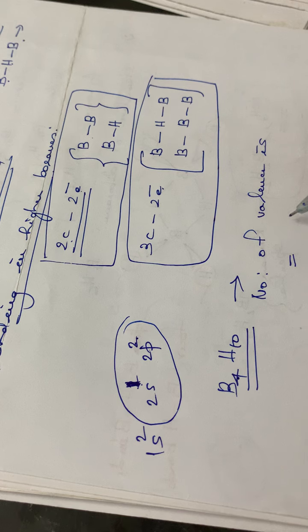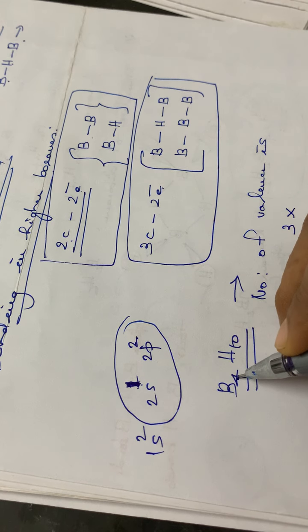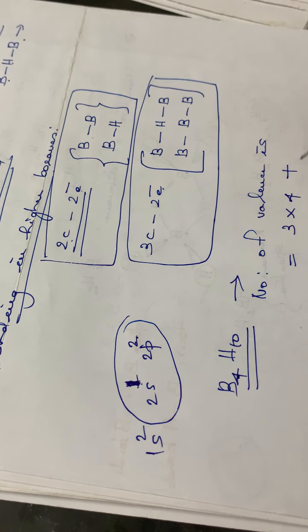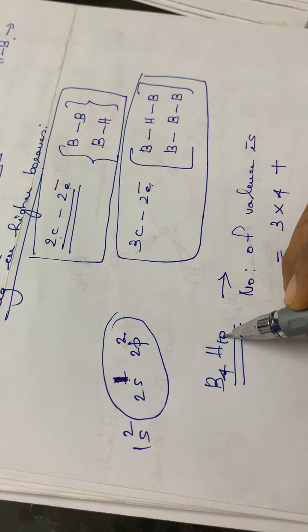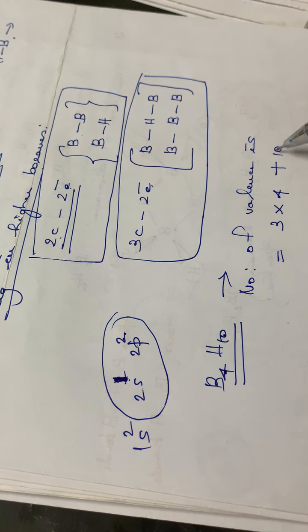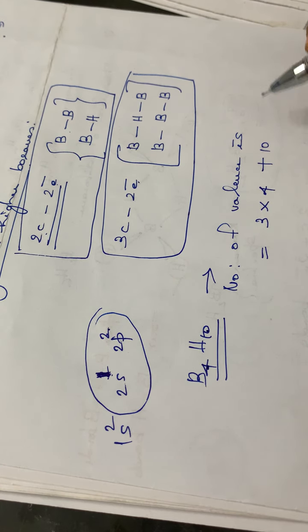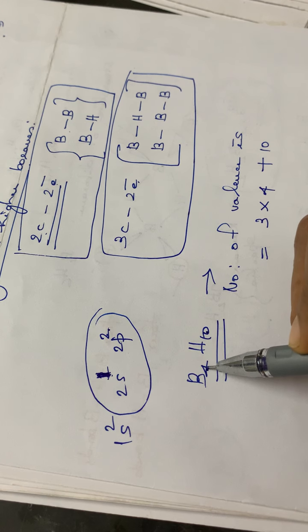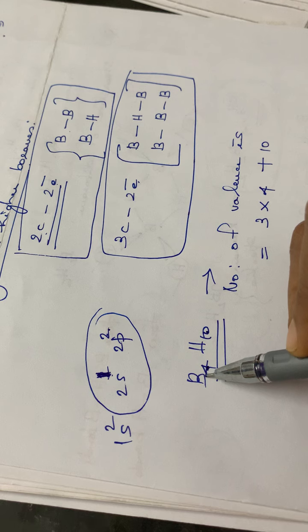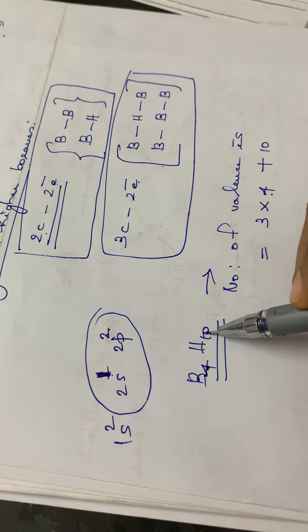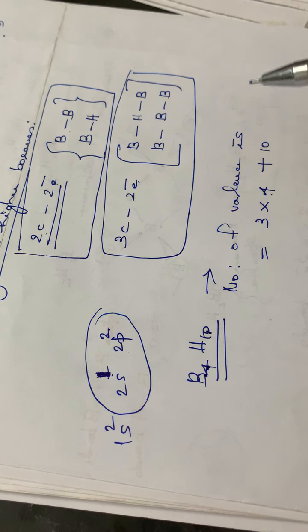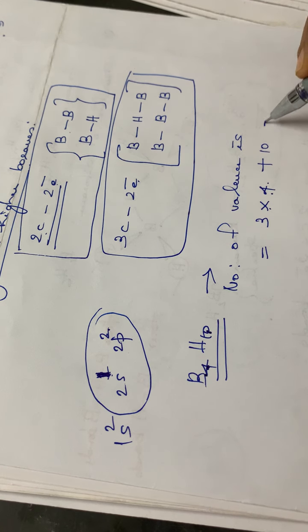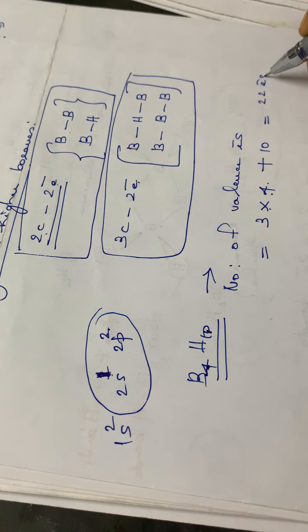So 3 into how many boron atoms are there? 4 boron atoms, plus the number of hydrogens, which is equal to 10. That means 10 electrons will be donated by the hydrogen atoms, each hydrogen sharing 1 electron. So there are 3 electrons in the valence shell of boron, and the number of boron atoms is 4, so 3 into 4 is 12, plus 10, that is equal to 22 electrons.